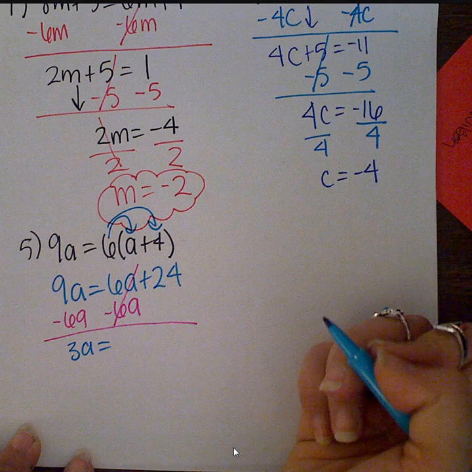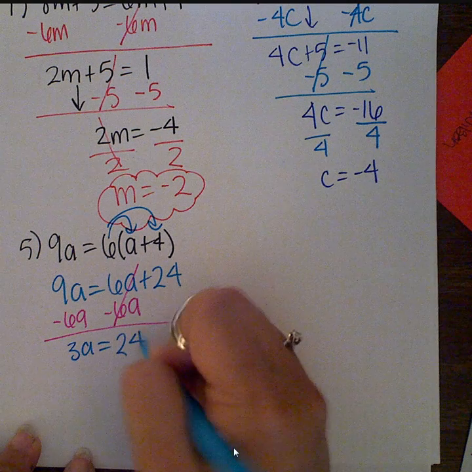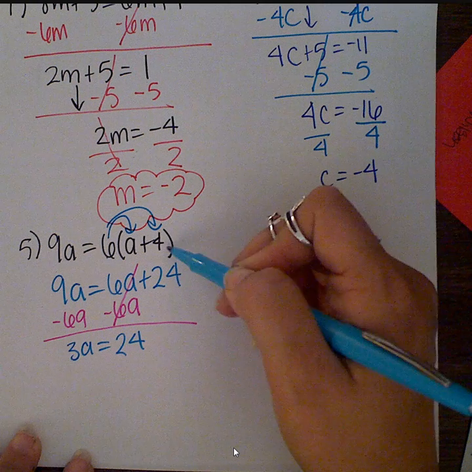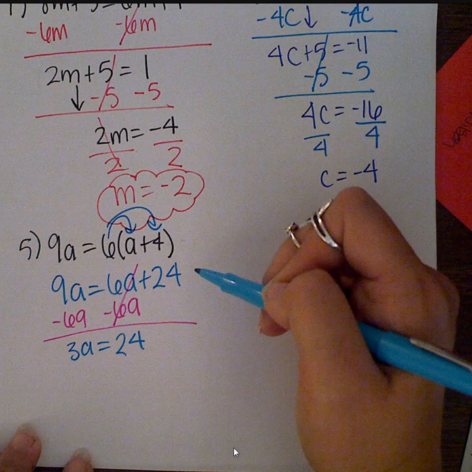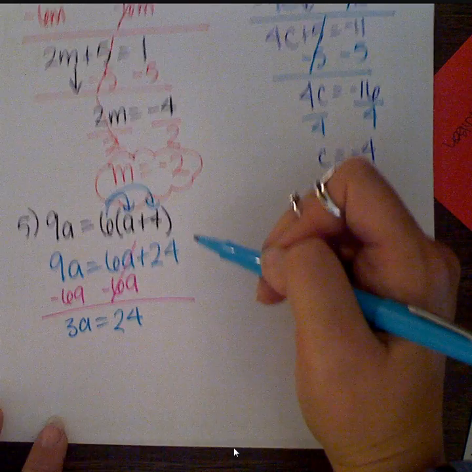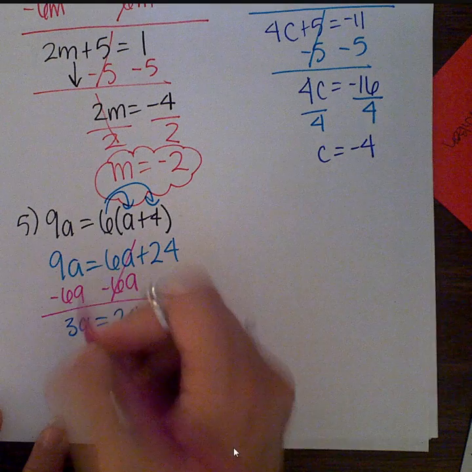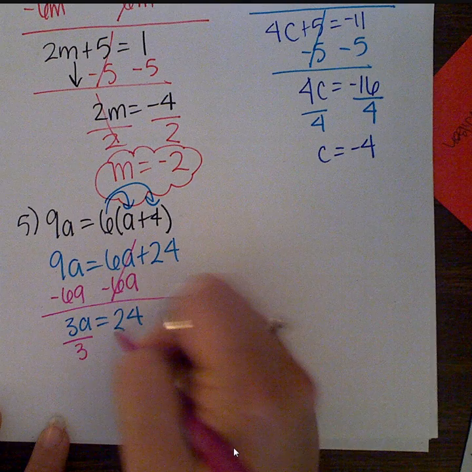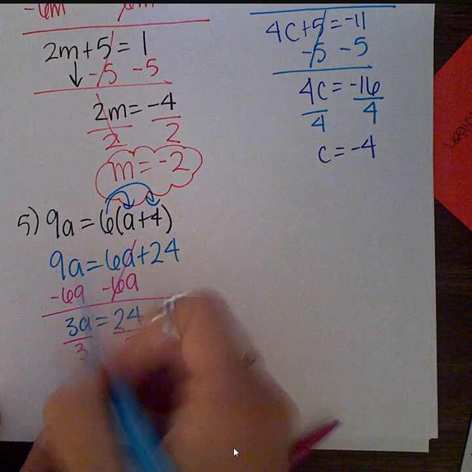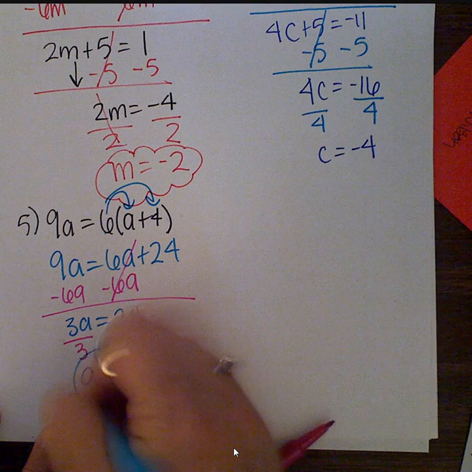And what do we do with our 24? Also, why did we write 24 right here and not 4? You distributed and you multiplied. Alright, what do we do now? Divide by what? 3. And what does A equal? Awesome.